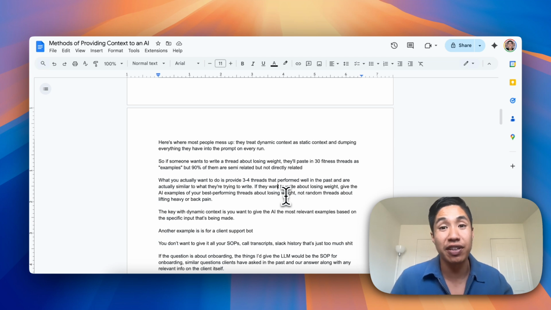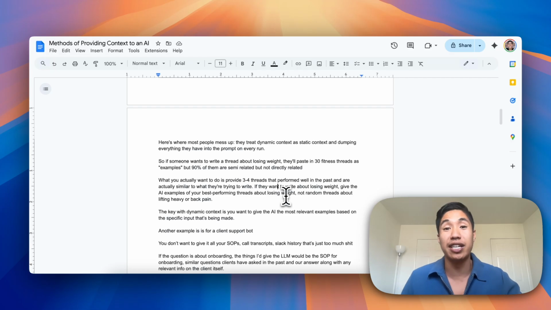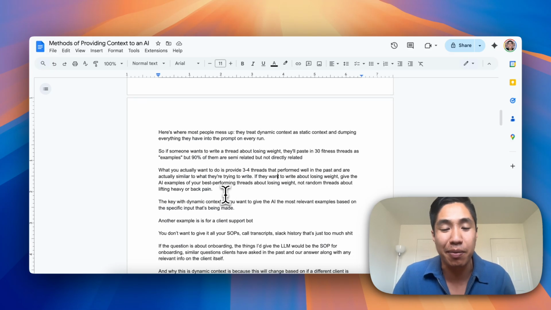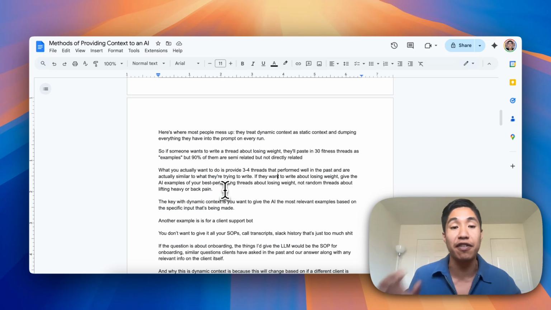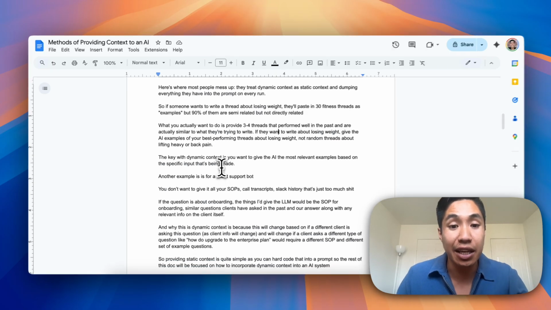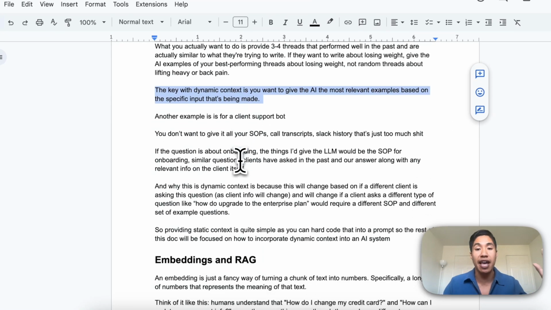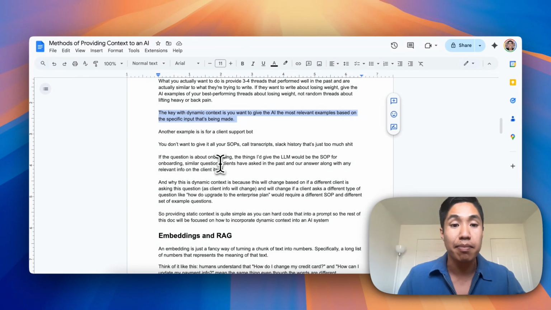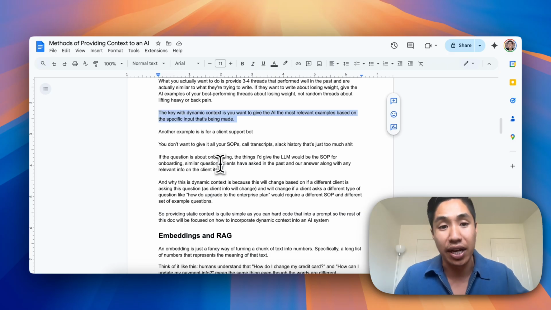Is that the highest needle moving thing that you can give to that intern to help them write a thread about losing weight? No, it's providing them threads about losing weight, right? And I'm going to get into how we actually provide dynamic context. I'm just giving you an understanding of the differences between static and dynamic context, okay? The key with dynamic context is you want to give the AI the most relevant examples based on the specific input that's being made. Again, providing the right context at the right time, okay?